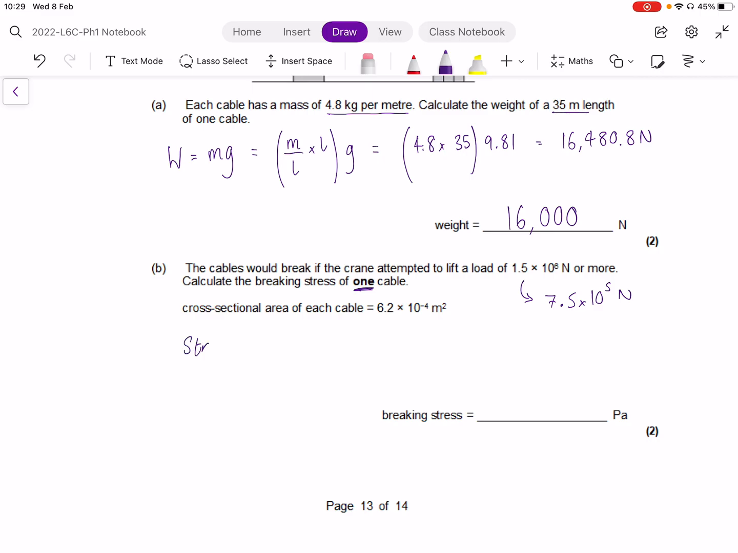So stress equals the force per unit area. Now, we're asked about the breaking stress, but really that's the breaking force. So what force would break it? Well, it would be 7.5 times 10 to the 5 newtons. The area is given as 6.2 times 10 to the minus 4. Just check the units, it all looks good. Newtons here, meters squared here, so we're in the right units to get pascals. So that number divided by the area gives me a really horrible number. I'm going to use the ENG button on my calculator to get that to 1.2 times 10 to the 9 pascals. That's already two significant figures, so I'm happy with that as it is.